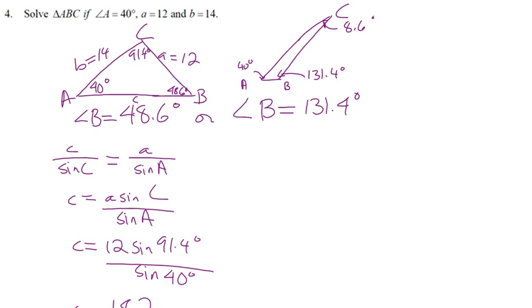Which means when you find the angle, the other angle is supplementary, right? These two have to add to 180, right? Because it's basically just the reference angle in quadrant one and quadrant two. That's the thing with sine, right? It's positive in quadrant one, it's also positive in quadrant two.